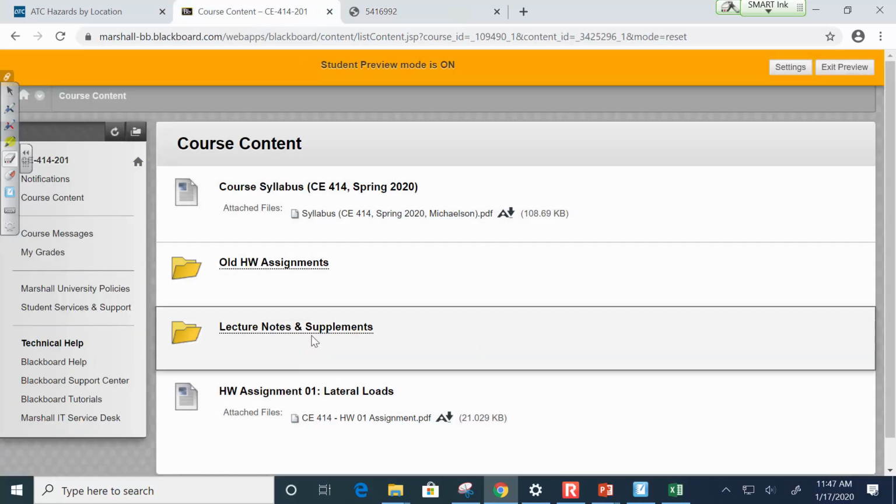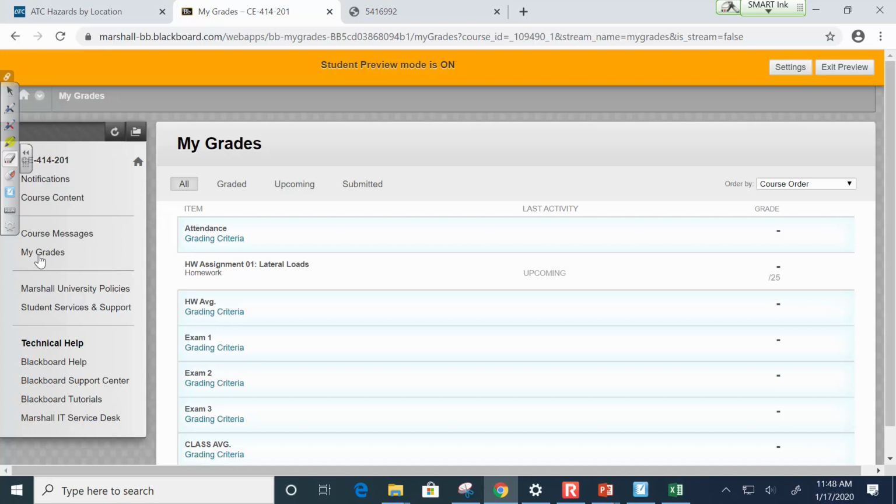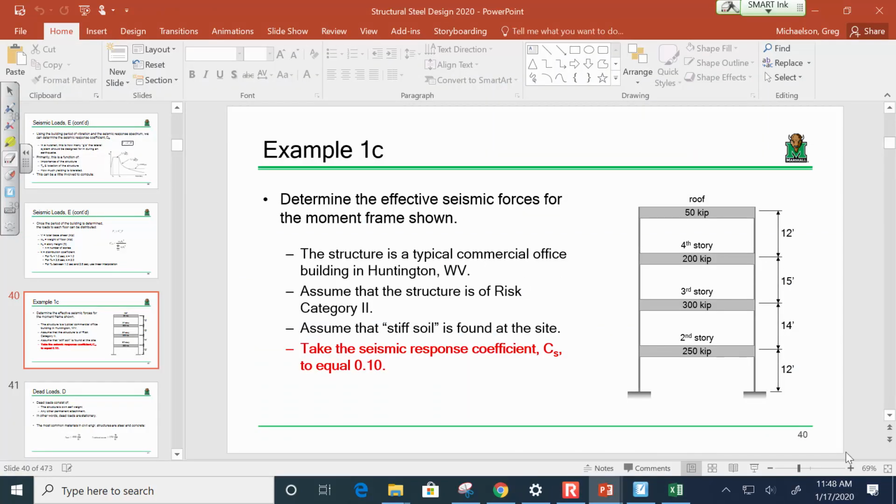I did want to also mention, if you go into lecture notes, I've uploaded a lot more. I've uploaded the notes on the manual and on tension members, and this is enough to get us through exam 1. So just so you're aware, you can peruse that at your convenience. And also, if you look at the grade center, I've got a grade set up for the homework. Trying to think if there's anything else I desperately want to cover right now.